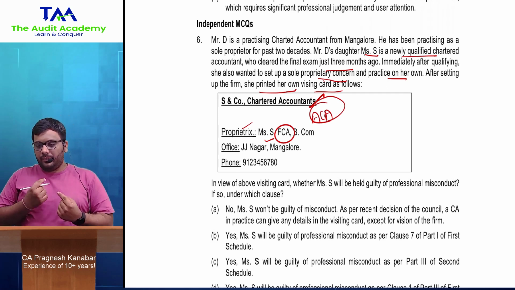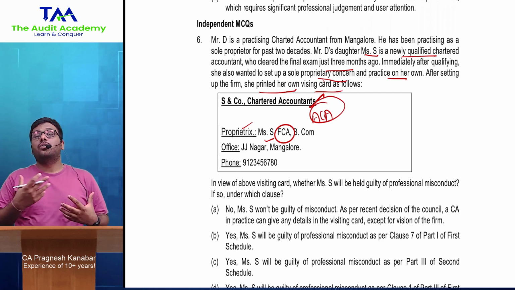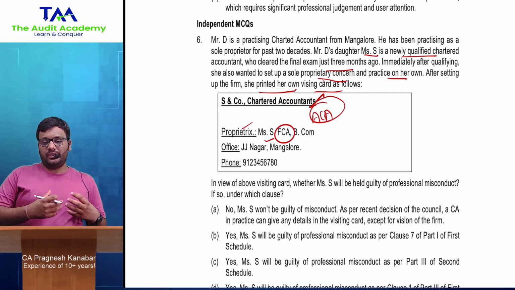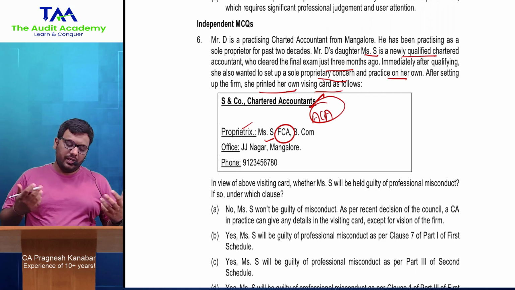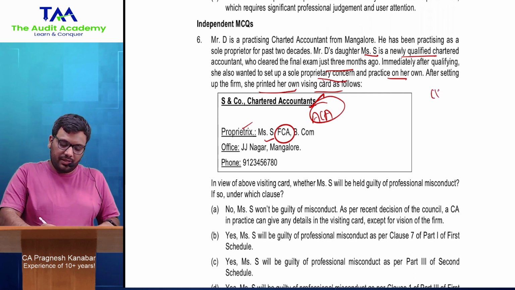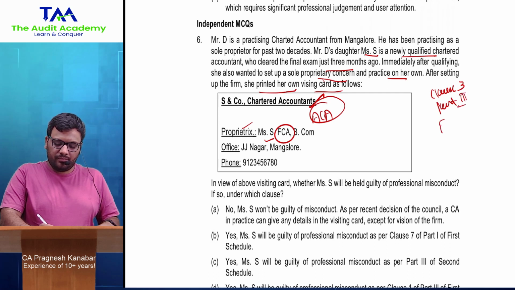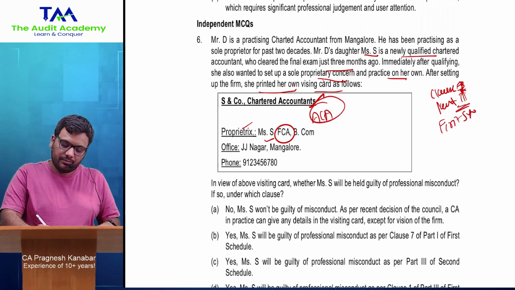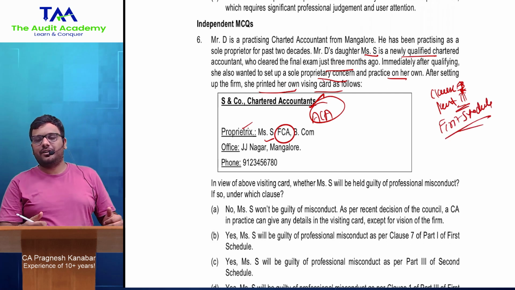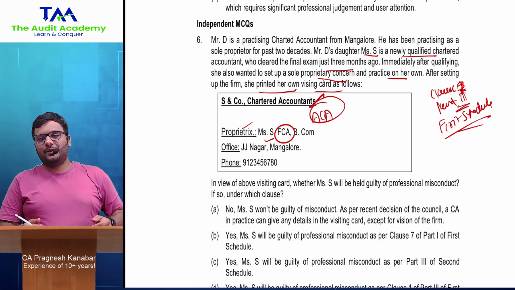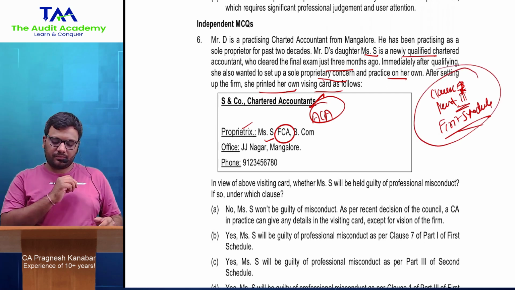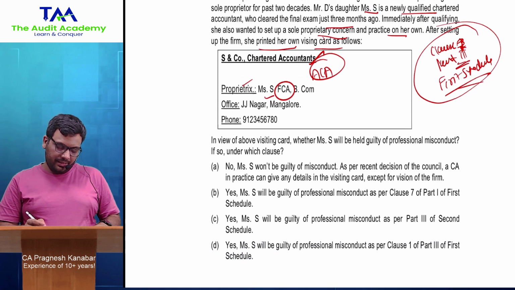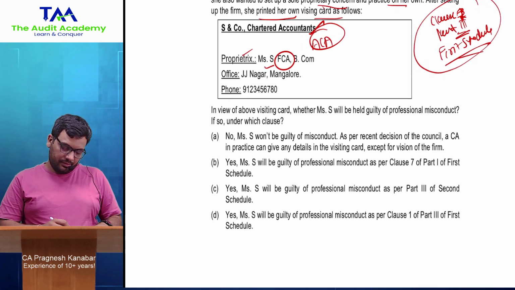Now when you represent yourself as FCA when you are not, then you will attract professional misconduct under clause 3, sorry, clause 1, I'm so sorry, clause 1 part 3 first schedule. I said part in place of clause, and clause in place of part. So clause 1 part 3 first schedule. All right, that is where you will be held guilty over here. Clause 1 part 3 first schedule.